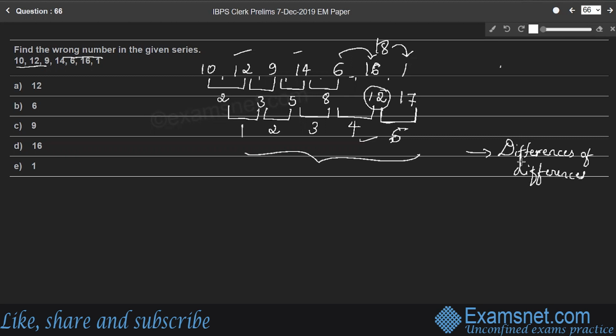Only when the last but one number is 18 will we get 12 as the difference. Then the difference between 8 and 12 becomes 4, and only then the condition is satisfied. Therefore, the wrong number is 16, option D. Instead of 16, the number has to be 18.